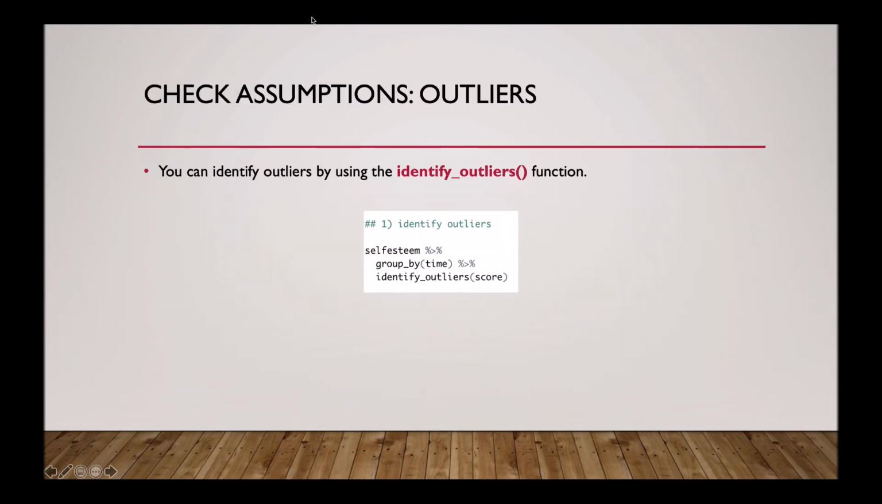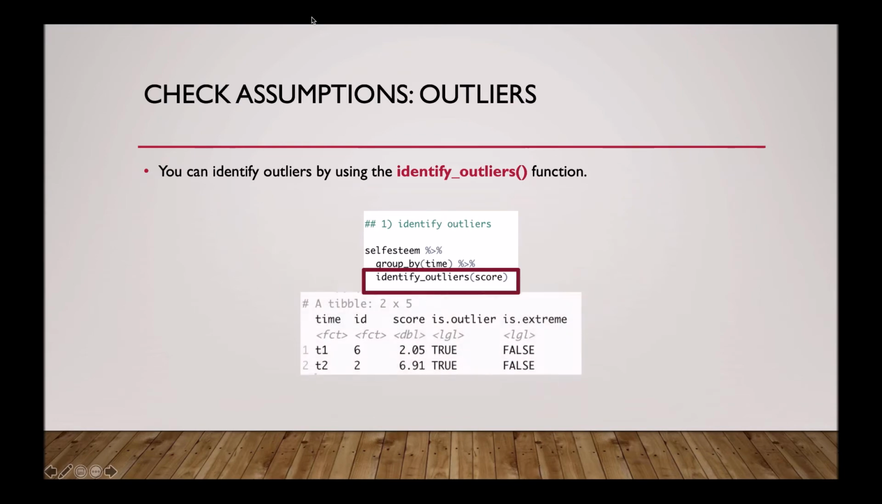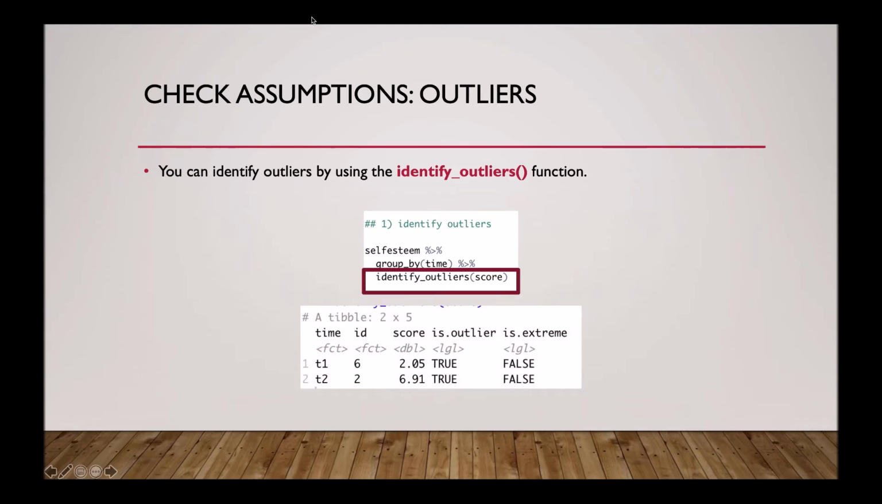So before we can run our ANOVA, we first need to check the assumptions. So firstly, let's check that there are no outliers. And we can do this by using the identify_outliers function, like this. And here are our results. As you can see, there are no extreme outliers, and we know this because FALSE has been returned in the is.extreme column here.